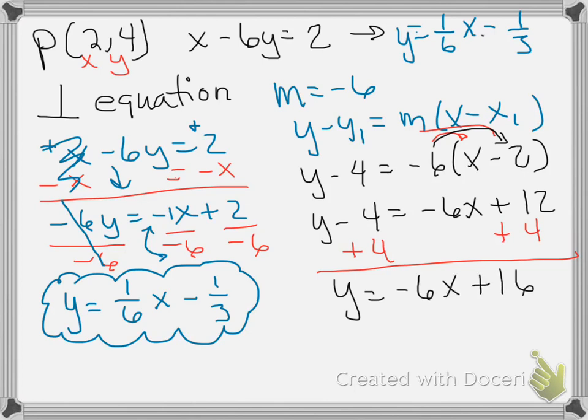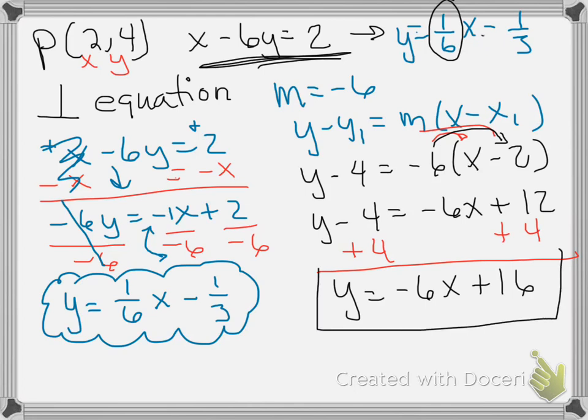Now the key thing is to look at your slopes. Our original slope, when we converted it to slope-intercept form, was positive 1/6. Now our slope is negative, which is the opposite of positive. And instead of 1/6, if we flip it, it's 6 over 1. Technically this is 6 over 1, we just don't have to put the over 1. So this is our answer.